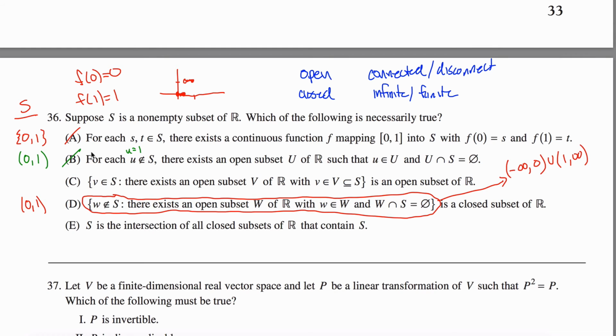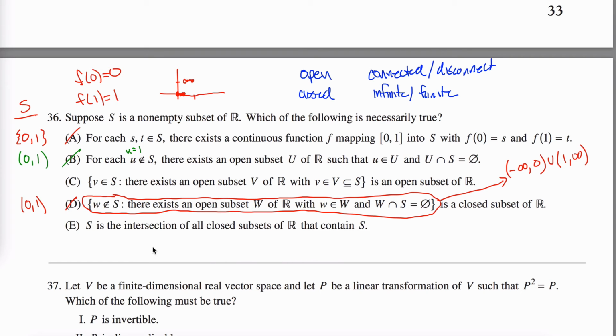And I can't include 0 for the same reason as I kind of came up with the counterexample up here. I can't include 0 because an open subset around 0 would not leave me with an empty intersection between S and that subset. So I can't include 0. I can include anything smaller than 0 if I want, but not 0 itself. So this right here is not a closed subset, so D is not necessarily a true statement. What about E? S is the intersection of all closed subsets of the reals that contain S.